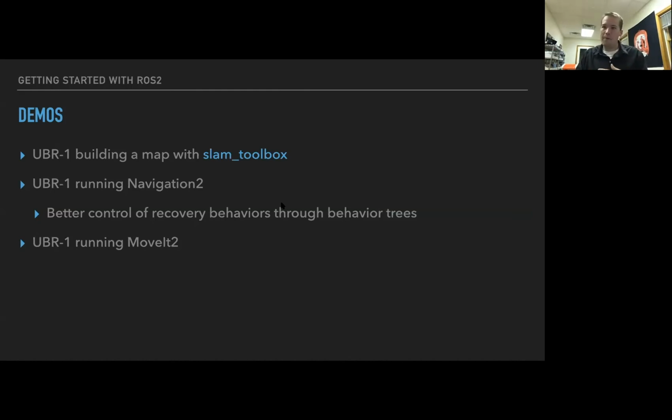Again, it's much more power. Out of the box, it can be equivalent. But when you really want to dig into it, you could add a whole lot of different recovery behaviors and change how those are being used. Where's the localizer? It's still AMCL. So when I was running that, it was the same AMCL.